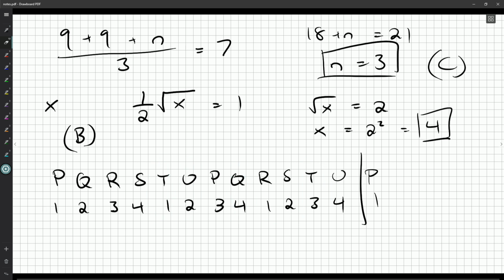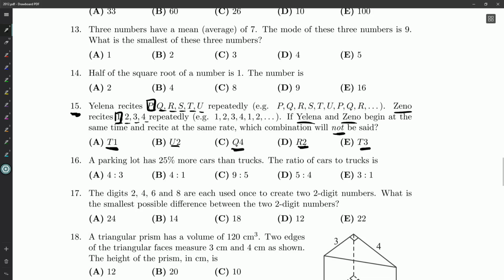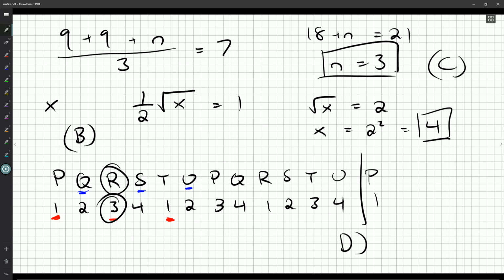Even if we didn't know that they were going to repeat, we can certainly see some patterns. P, R, and T only ever match up with odd numbers. Whereas Q, S, and U only ever match up with even numbers. So that can certainly help. When they say it needs to be R2, you say, oh, R does not match with even numbers. Nice little observation that we could make, but either way, D is going to be our answer for this one.